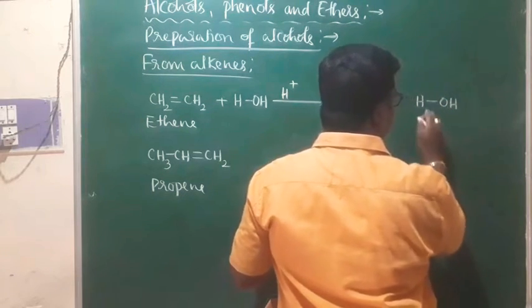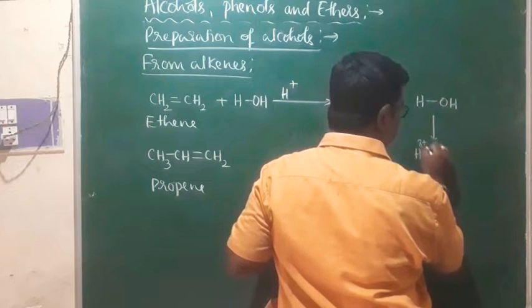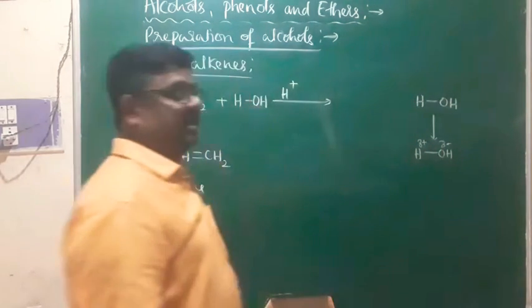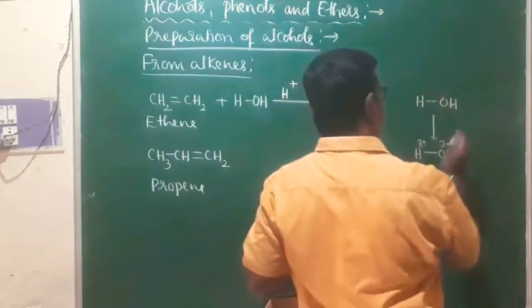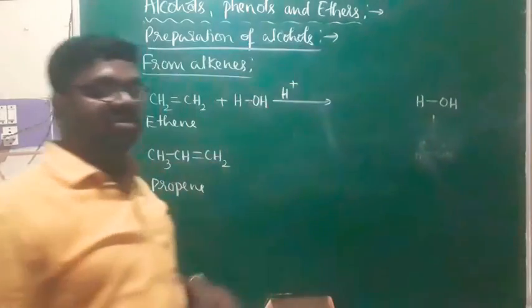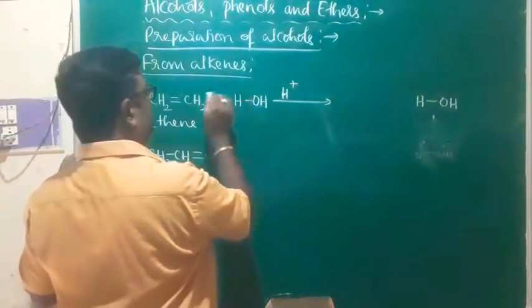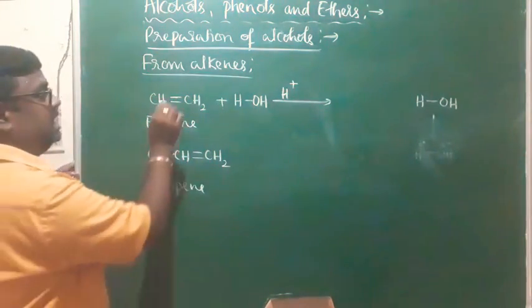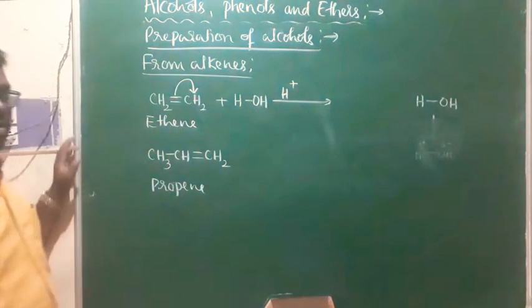Depending upon the difference in electronegativities, hydrogen will be positively charged, and oxygen will be negatively charged, right? Water can give hydrogen in the form of H plus, and you are going to get OH in the form of OH minus. And in the presence of H plus ions, pi electrons will be shifted over any one of the carbon atoms.